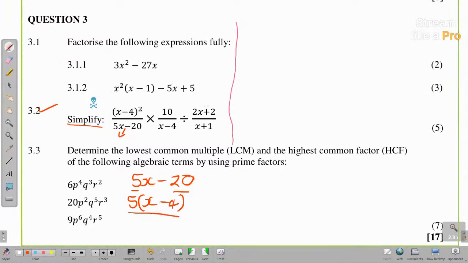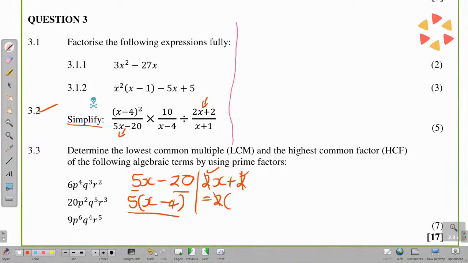I can do the same thing for that one, which is 2x plus 2. And if I take out what is common, you can see it's 2. So 2 goes into 2 ones, so x will remain. And then 2 goes into this other 2 ones, so 1 will remain. So that is what you are doing actually when you're factorizing. So 2 goes there, x will remain, plus 1. So this is what I'm having.